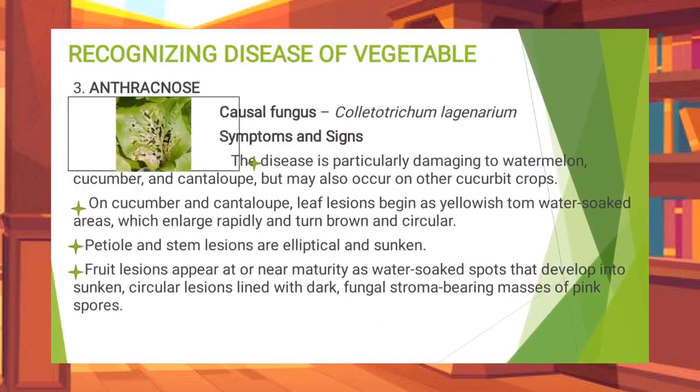So, anthracnose. So, causal fungus niya is kani siya. So, symptoms and signs. The disease is particularly damaging to watermelon, cucumber, and cantaloupe, but may also occur on other cucurbit crops. So, on cucumber and cantaloupe, leaf lesions begin as yellowish, water-soaked areas, which enlarge rapidly and turn brown and circular.